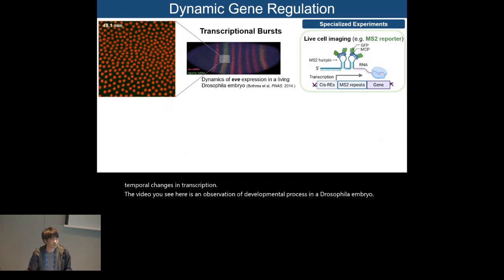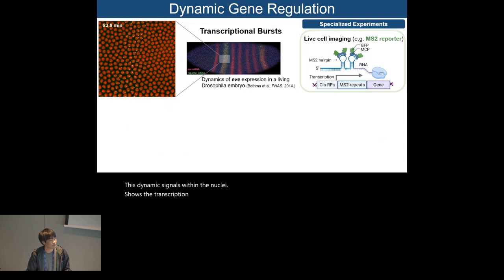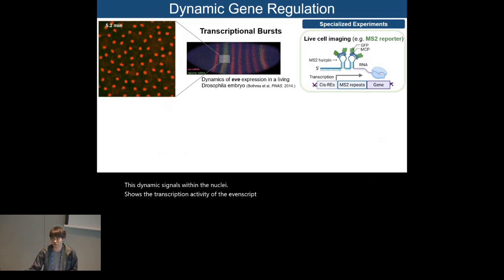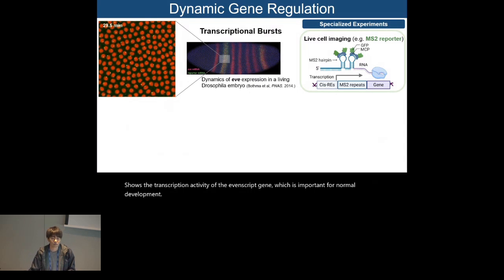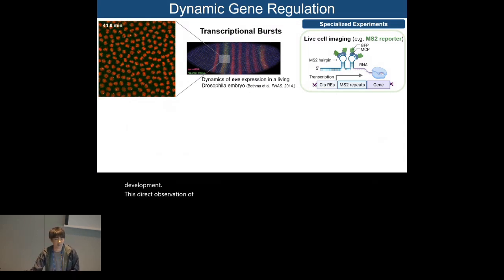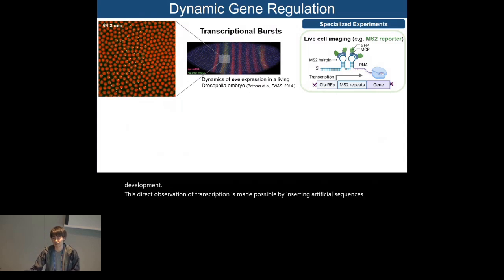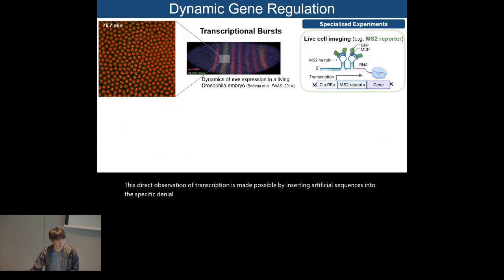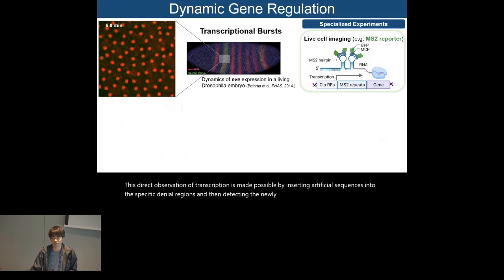These dynamic GFP signals within the nuclei show the transcription activity of the even skipped gene, which is important for normal development. This direct observation of transcription is made possible by inserting artificial sequences into specific DNA regions and then detecting the newly transcribed RNA probes using live cell imaging.